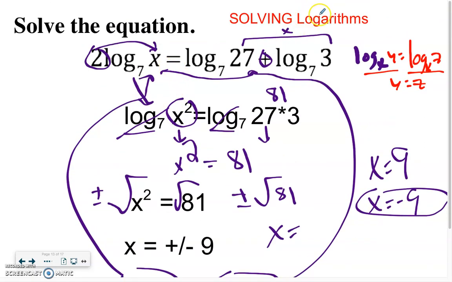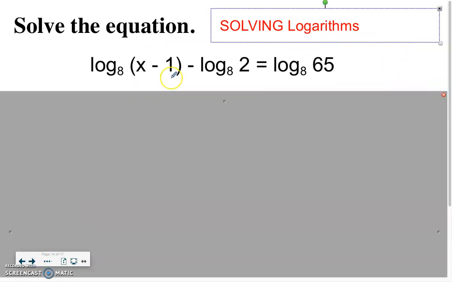So again, solving logarithms, our goal is to get down to 1 log is equal to 1 log. We want log equals log. If we can't get that, then we'll talk about how. But our first thought should be, if we can find common bases, let's solve them that way. And next, the next one is a similar process.